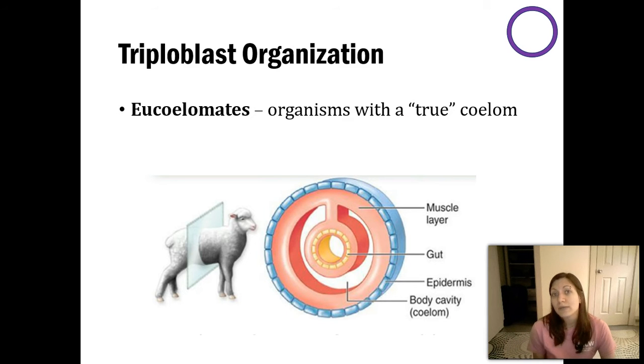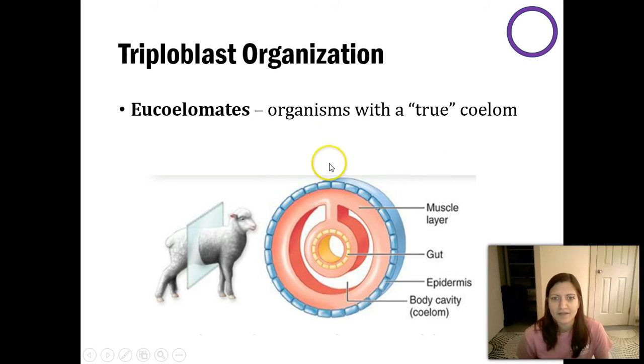So we have 3 different types of coeloms that we find in organisms. The first one are eucoelomates. That prefix EU means true. So a eucoelomate is an organism that has a coelom. For example, humans. Most of the animals that you learned about starting in kindergarten, those are all eucoelomates. Most of the organisms that you're probably going to name in your head right now are all eucoelomates.